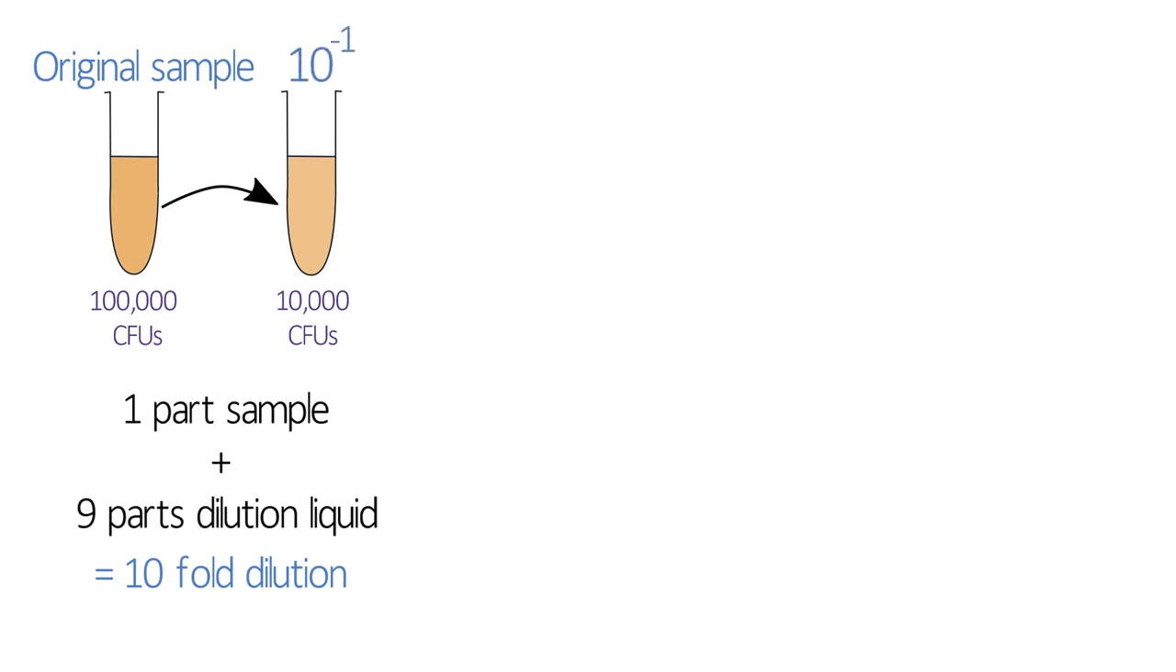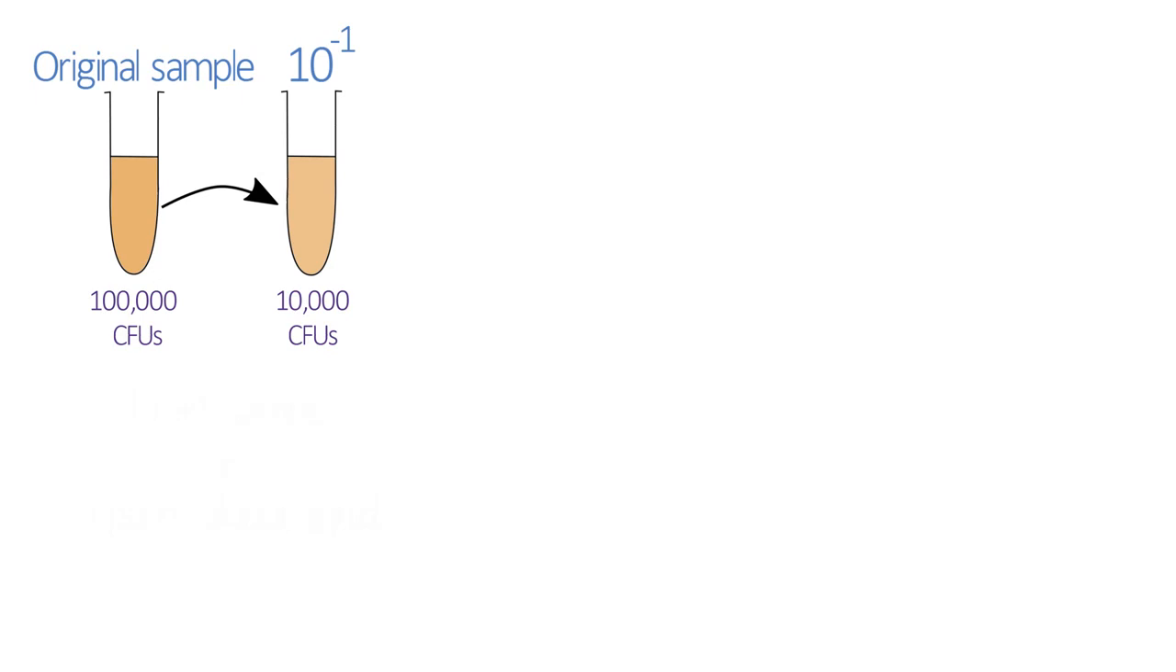10 to the minus 1 means exactly the same thing as 1 divided by 10, but biologists usually express dilutions in the exponential notation, so make sure you're happy with this. In our case, we'll take 0.1 ml of the sample and add it to 0.9 ml of sterile nutrient broth, and this is our first dilution.